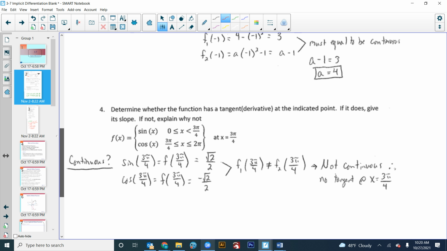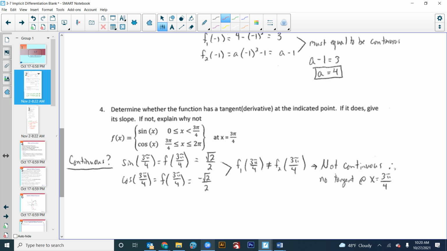Determine whether the function has a tangent. Well, to have a tangent, it has to be smooth and continuous. Check for continuity first. Plug in 3 pi over 4. You should have gotten radical 2 over 2 and negative radical 2 over 2. It's not continuous. You can stop there.